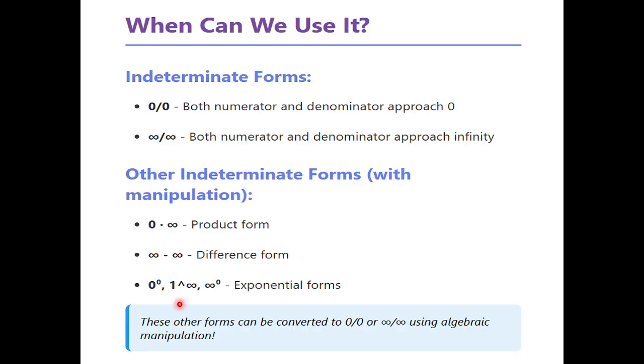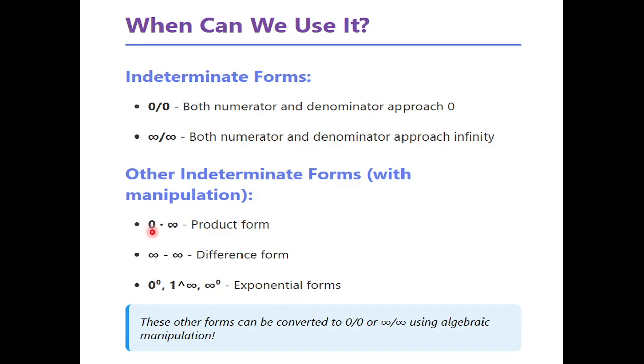Similarly, for the difference and the exponential forms, we know that any number raised to the power of 0 becomes 1. But in the case of 0 to the power 0, the answer could be 0, the answer could be 1, or the answer could be infinity. So such forms are called indeterminate forms. But L'Hopital rule only works with two indeterminate forms, which are 0 over 0 or infinity over infinity. But all these forms can be converted into 0 over 0 or infinity over infinity form using algebraic manipulation.